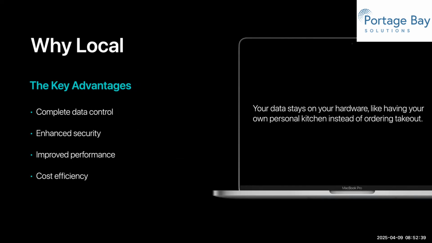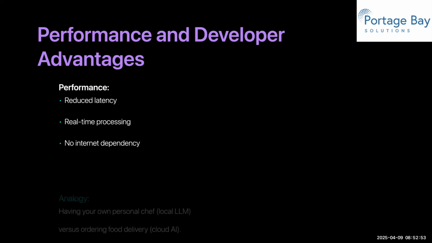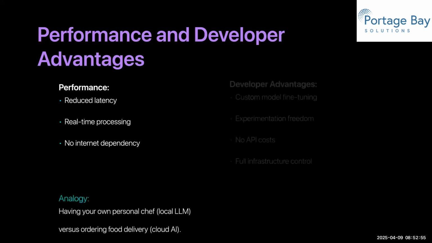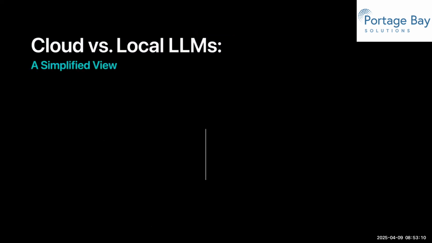Let's quickly look at the performance advantages. Local processing eliminates delays, enabling immediate response times, and ensures consistent operation regardless of connectivity. It's like having your own chef. You have the freedom to customize, experiment, and avoid cost constraints, and full control of the environment, which is like owning your own workshop. Now that we've seen some of the why behind the local LLMs, let's get into the what. What exactly are these large language models?